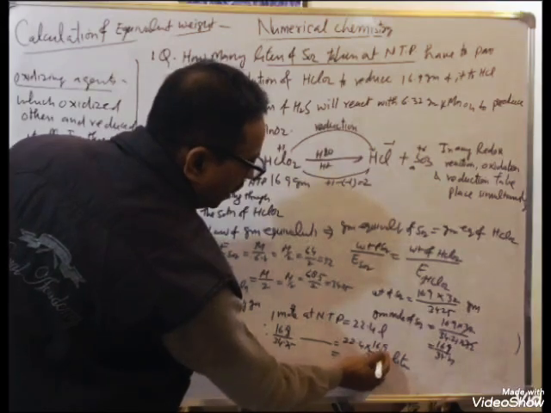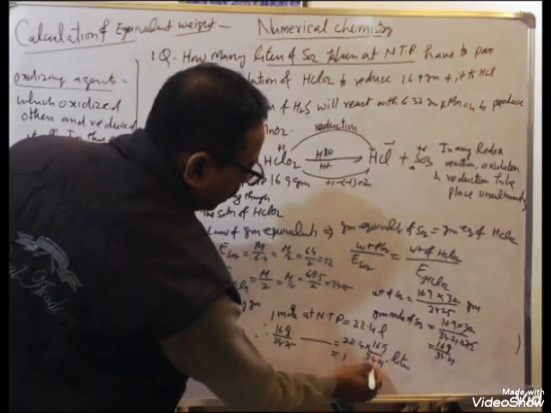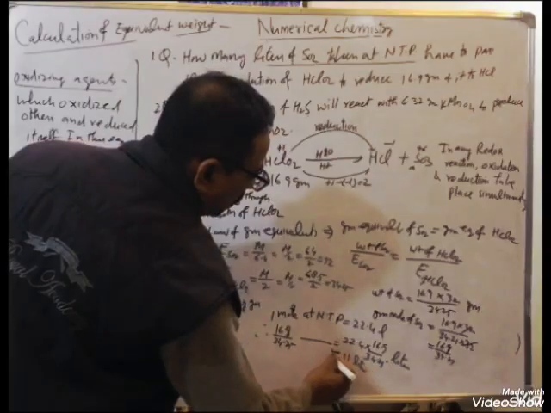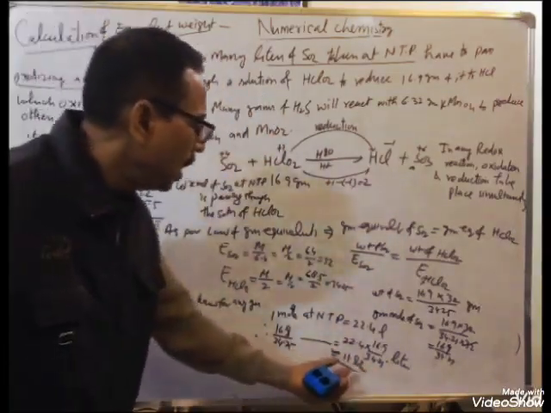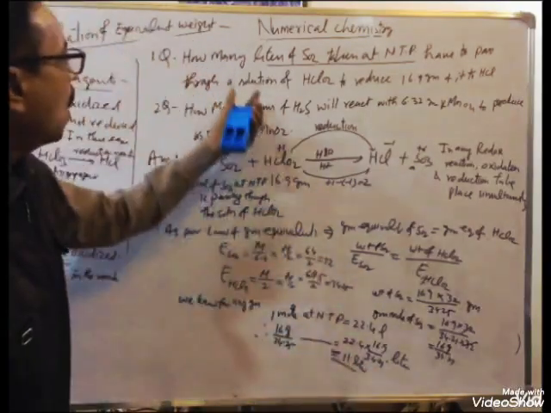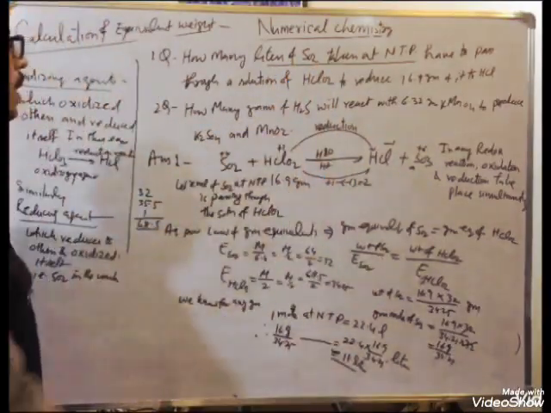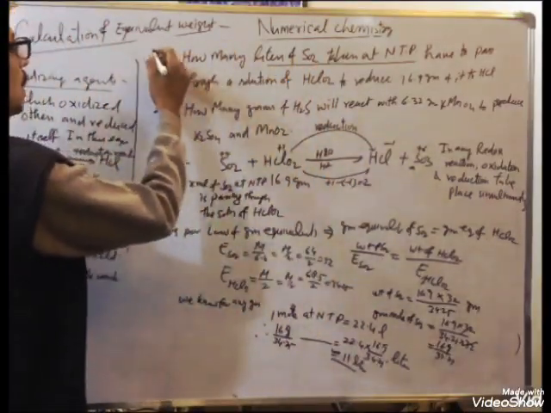So the answer will be 11 liter, approximately; you can calculate exactly. So this is the liter. How many liters of SO2 is taken? 11 liter. So 11 liter is the answer of this question.